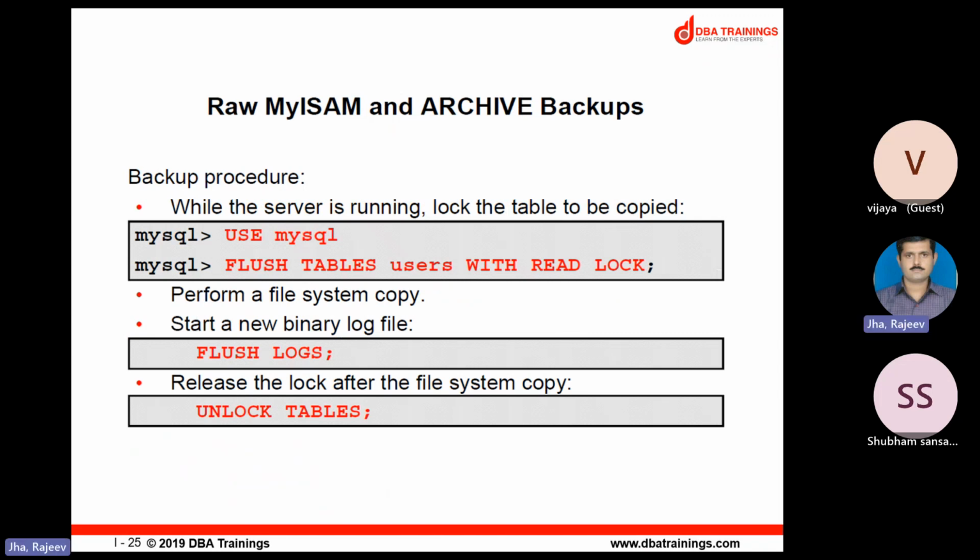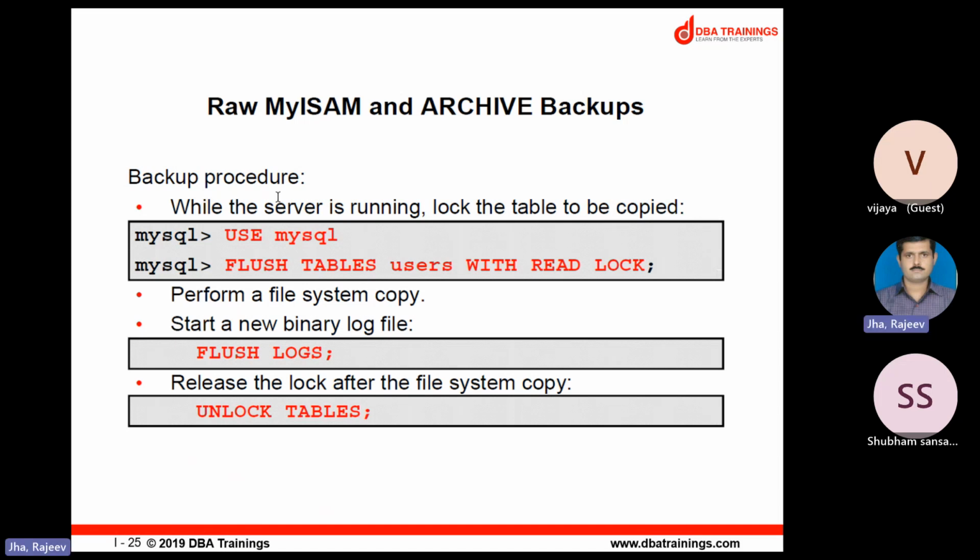For MyISAM and archive backup, how can you perform it? Just flush the table with read lock and then you can get it. So at the system level you can copy it. This is another technique where you can take the backup. It is called the raw backup.